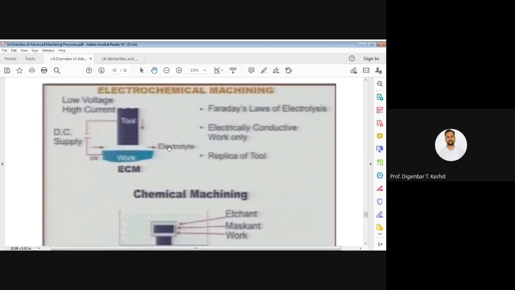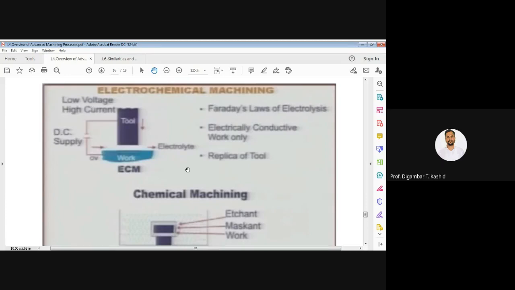The gap between these two electrodes is known as the inter-electrode gap, IEG. You can see in this figure I have shown the gap, and the direction of electrolyte flow. We have to maintain that gap all the time for removal of the material. The tool is connected to the DC power supply, and between the two electrodes we have the inter-electrode gap, in which we flow our electrolyte.